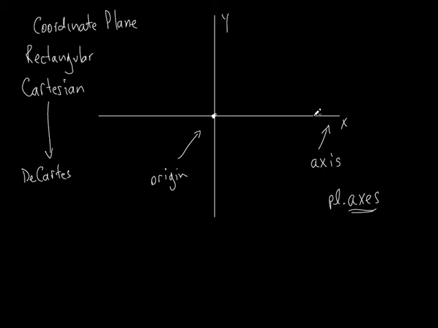Let's do this. These are number lines, basically, aren't they? You just have a horizontal number line and a vertical number line.